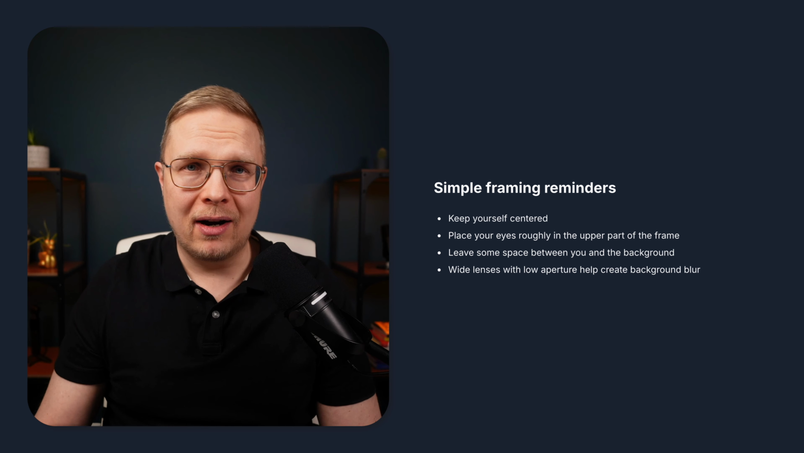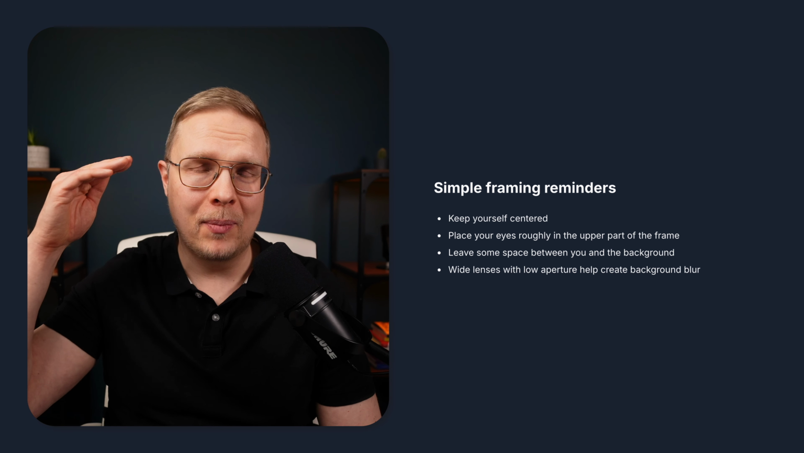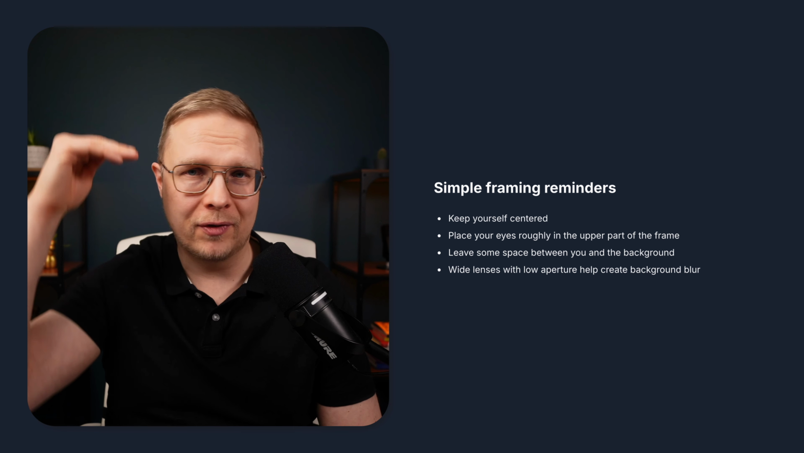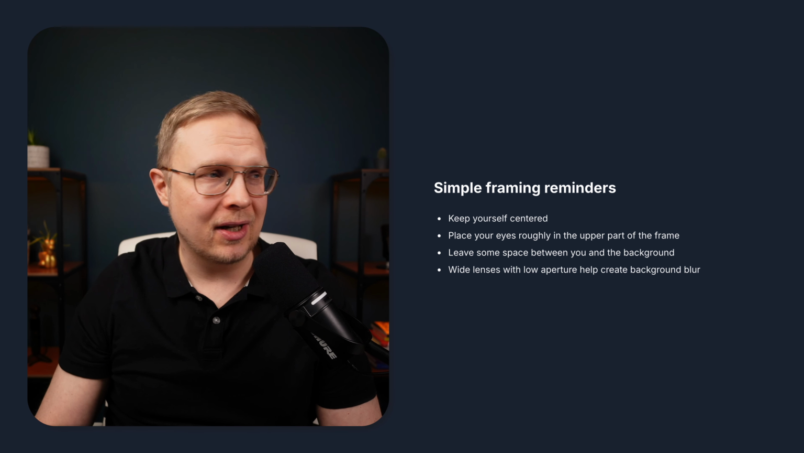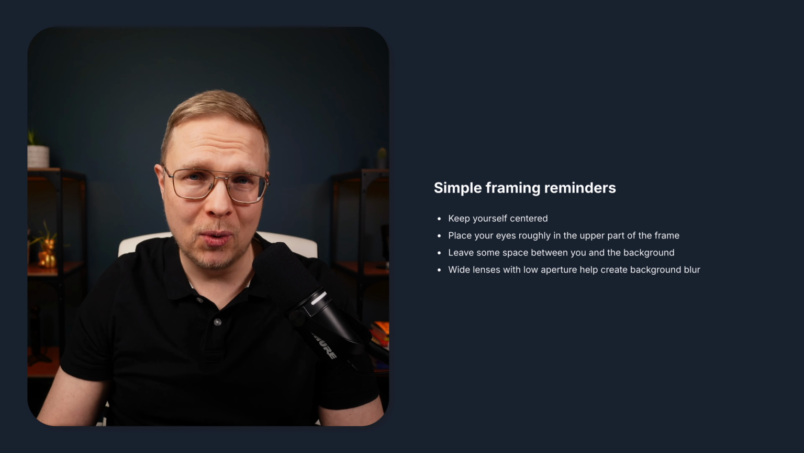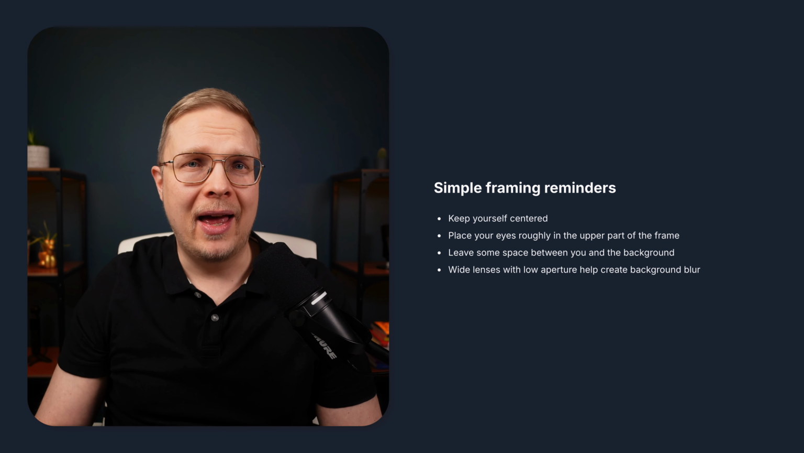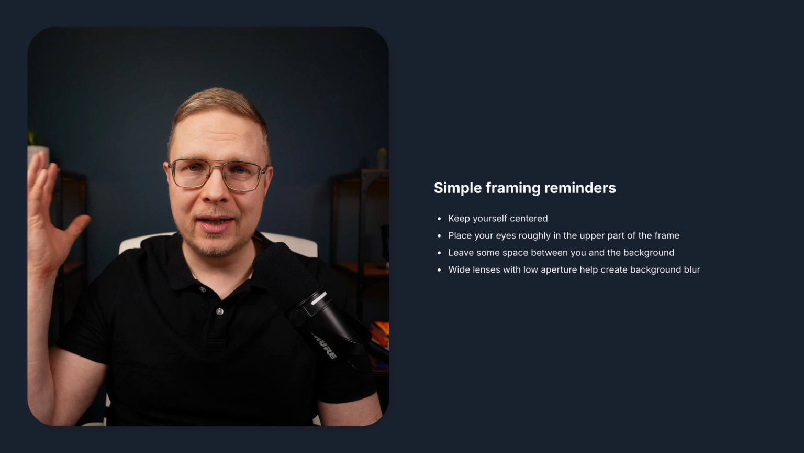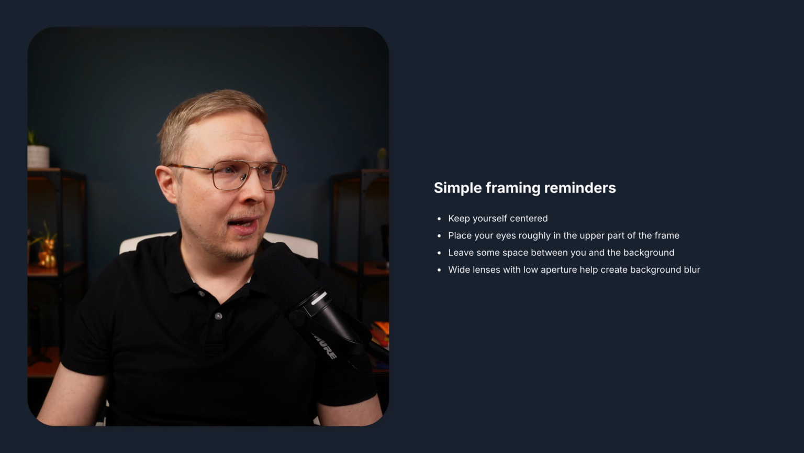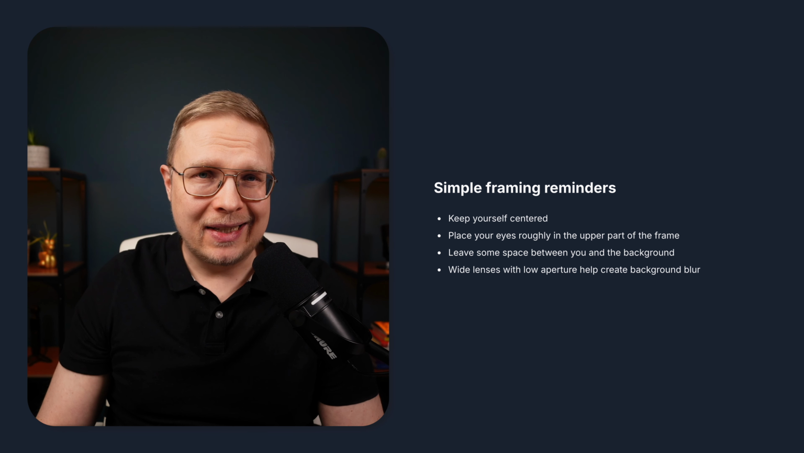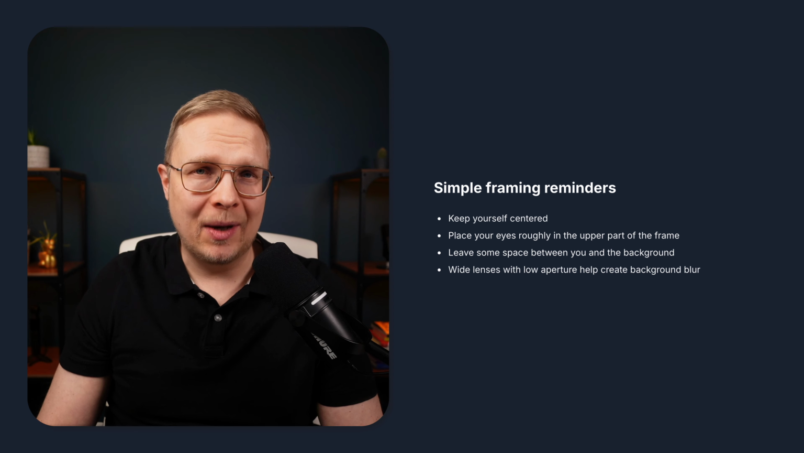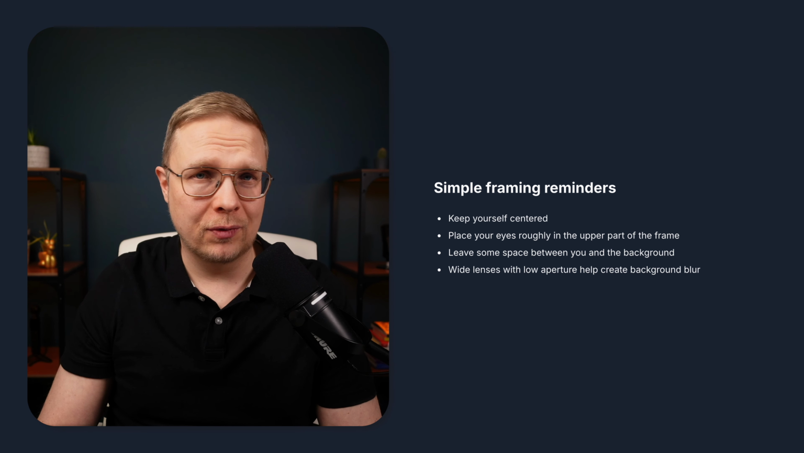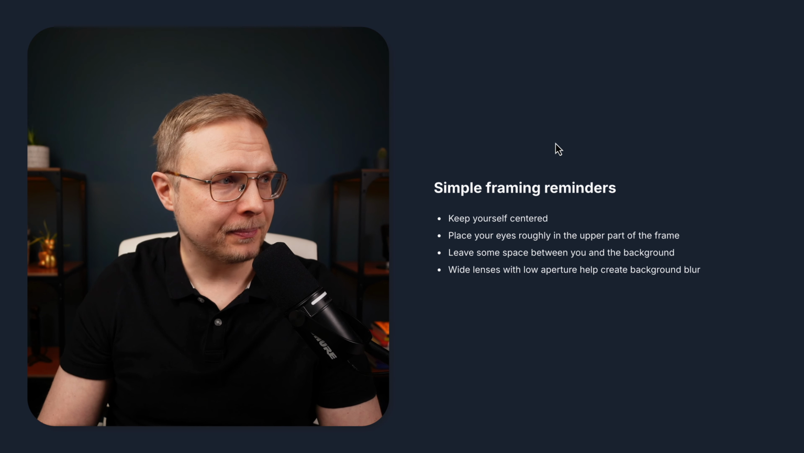And place your eyes roughly in the upper part of the frame, so about the line of one third from the top, and just leave some space between you and the background, and this will get you this kind of nice looking blur effect. And of course, when you use wide lenses with low aperture, that helps create more background blur, and this separates you from the background even more.